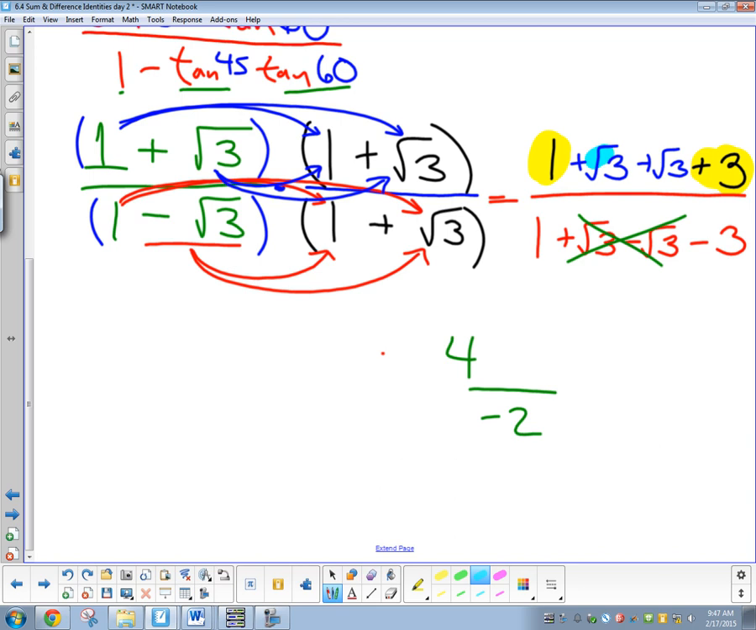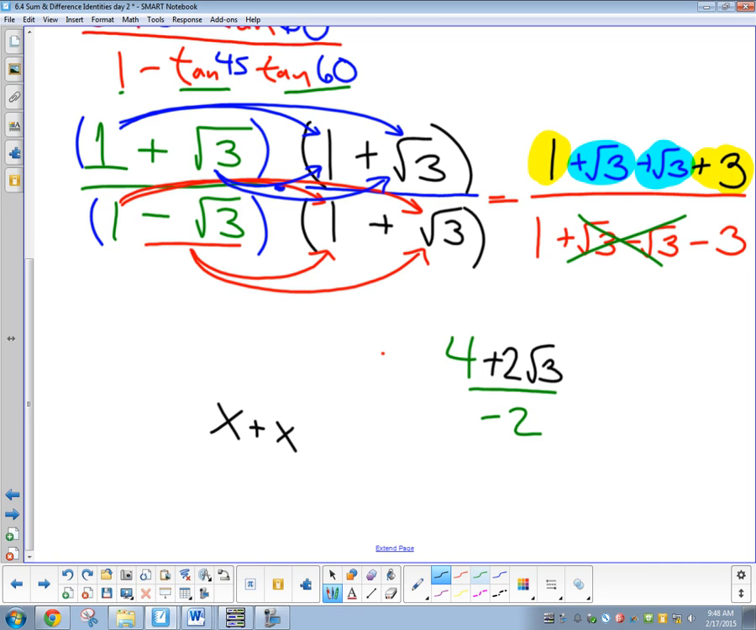Okay, then I've got this radical 3 plus that radical 3. You have one radical 3, and then you have another radical 3. How many radical 3s do you have? 2 of them. You have one, you're adding another. It's like x plus x. X plus x is 2x. Radical 3 plus radical 3 is 2 radical 3s.